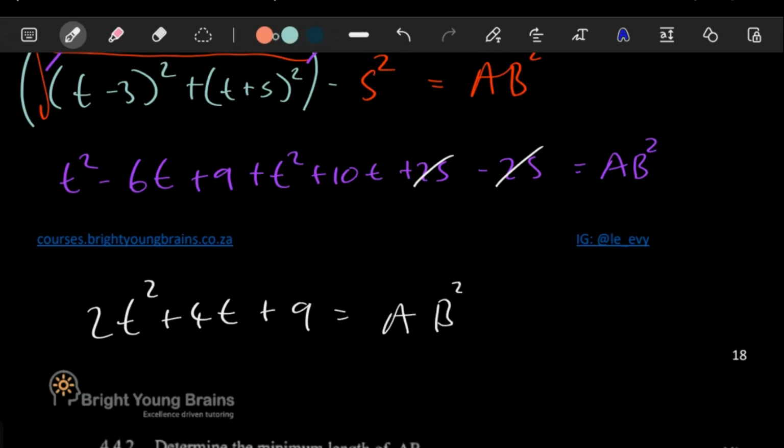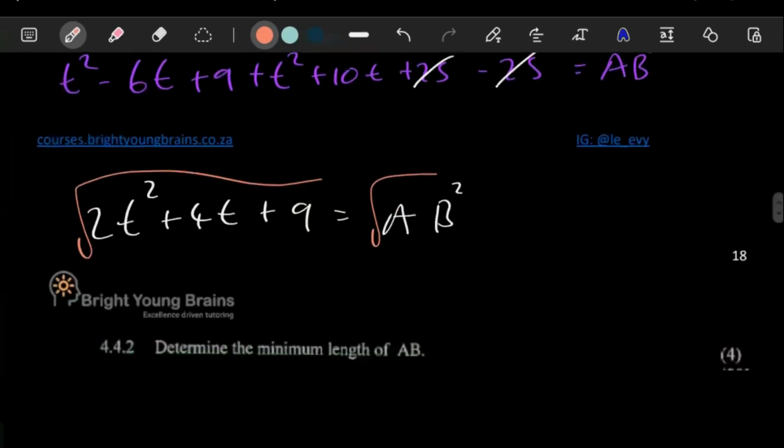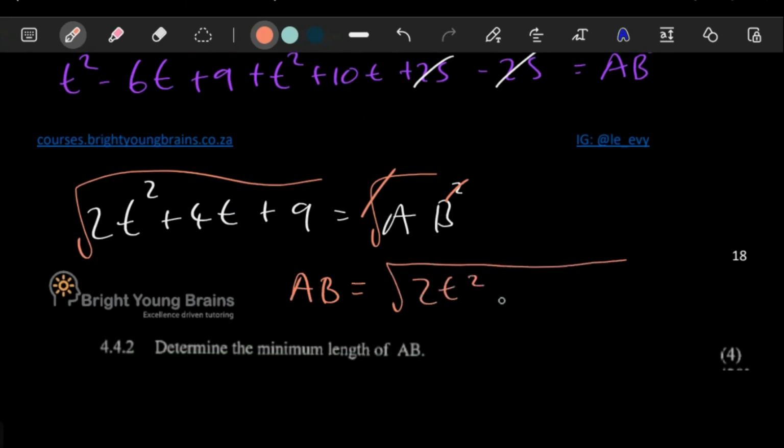You're going to have to square root both sides here. Square root. This cancels that. You're going to have here AB is equal to the square root of 2t squared plus 4t plus 9.